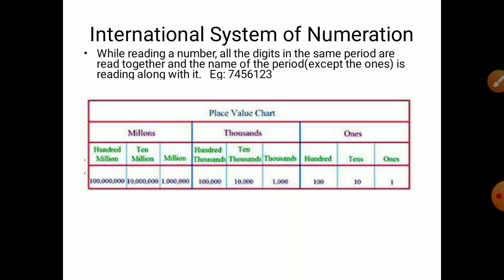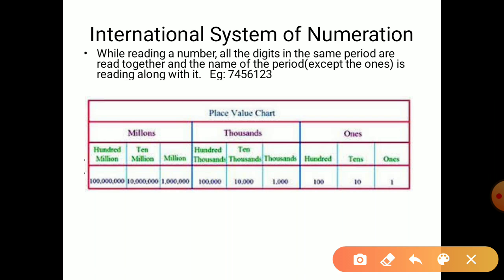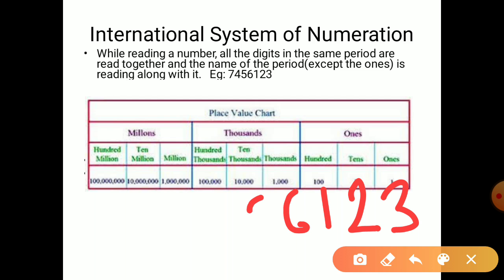So my number is the same number I have been using, 7456123. So I will write 3 here, I will write 2 here, I will write 1 here, I will write 6 here, I will write 5 here, I will write 7 here, and I will write 4 here. We will use the same concept. We will read the period together. So my first period is million period, and I have a number here, 7. So I will read 7 million.